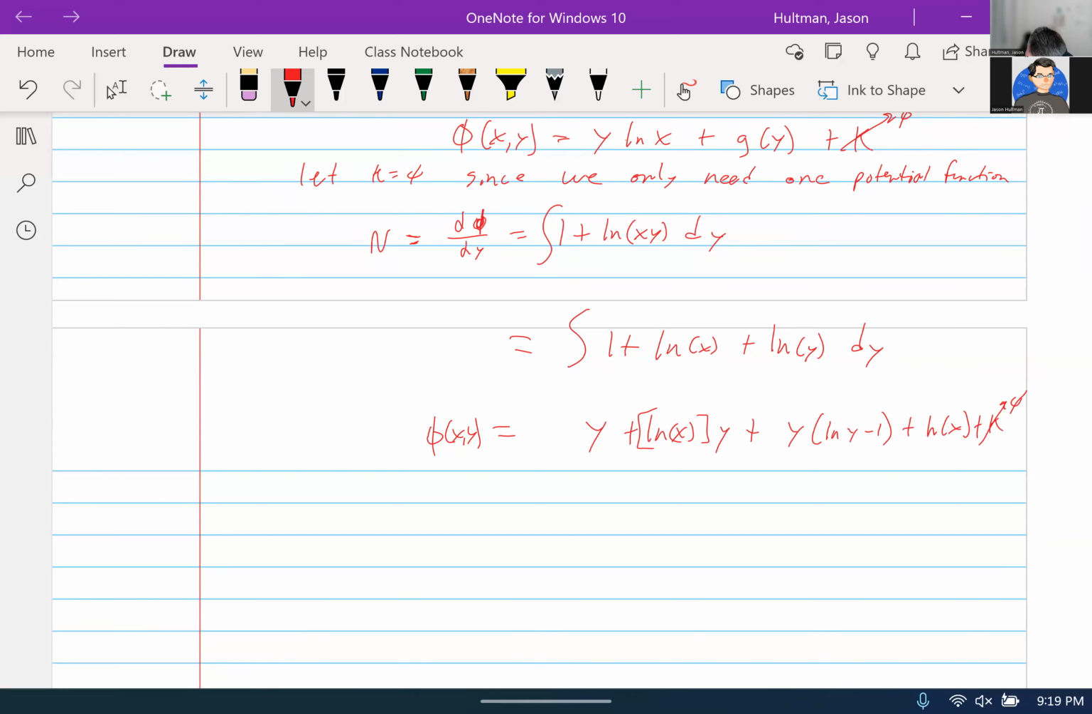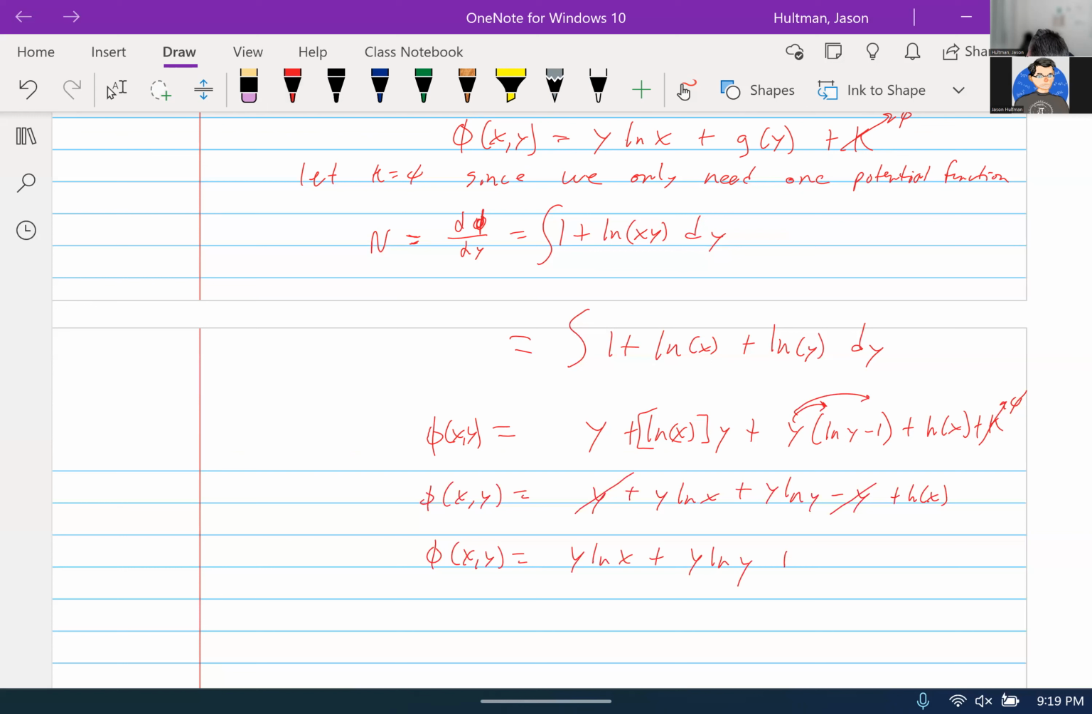Okay, so let's distribute the y there, and we're going to get phi of xy is equal to y plus y natural log x plus y natural log y minus y. Okay, that's nice. Those y's are going to cancel. Plus h of x. And so we get phi of xy equals y natural log of x plus y natural log of y plus some h of x.